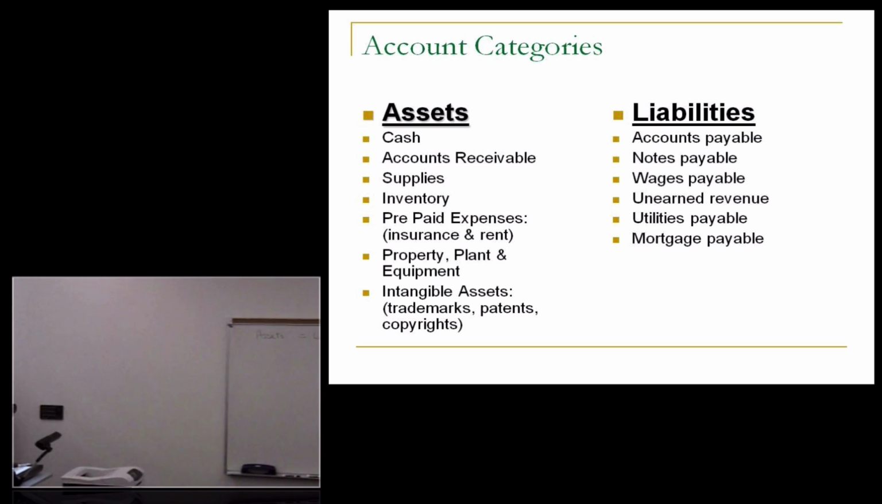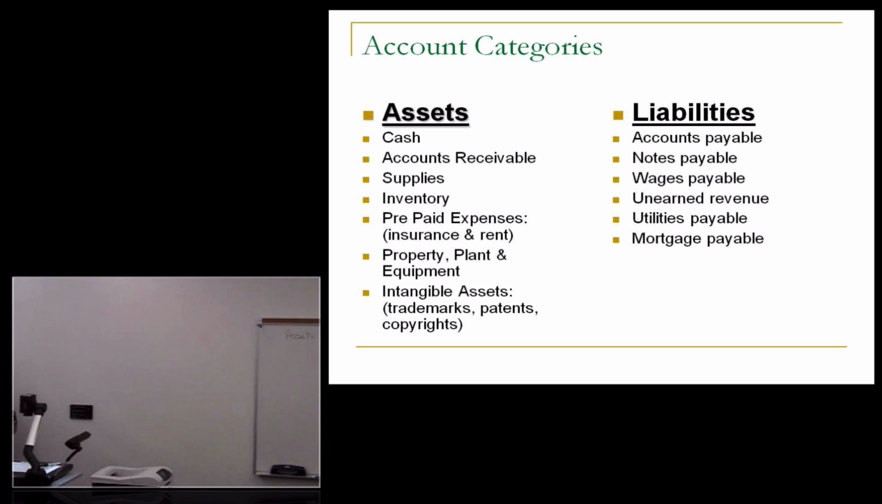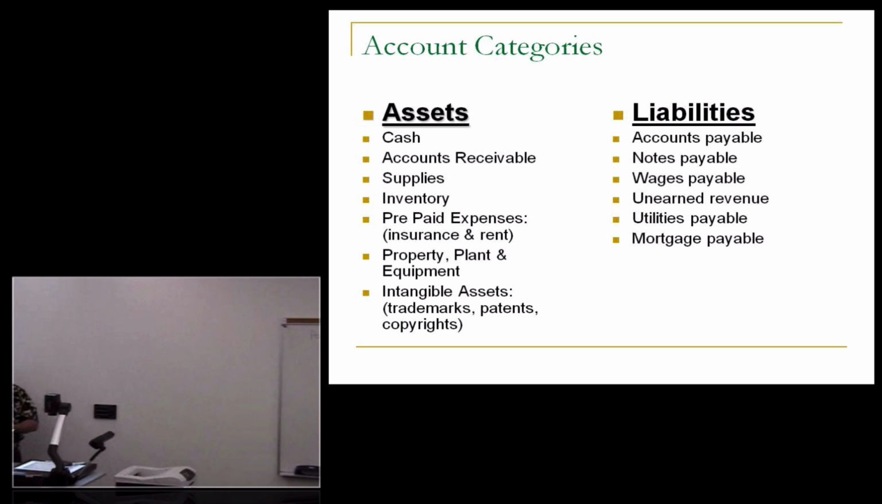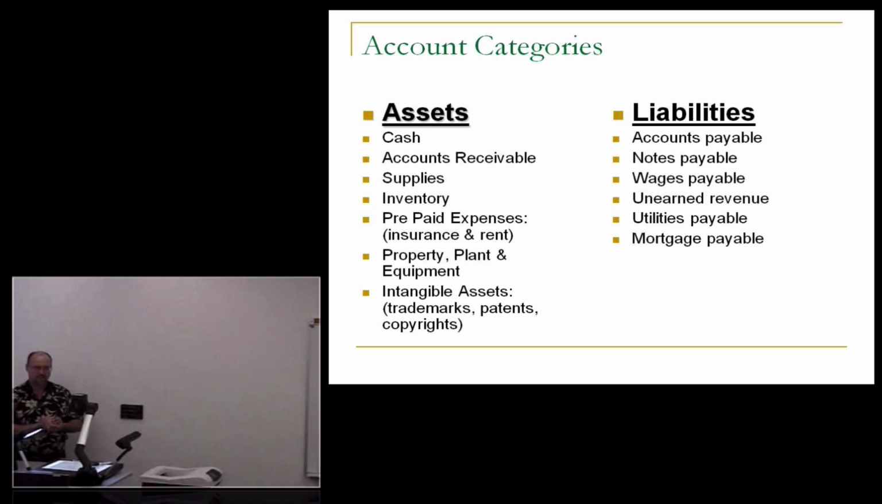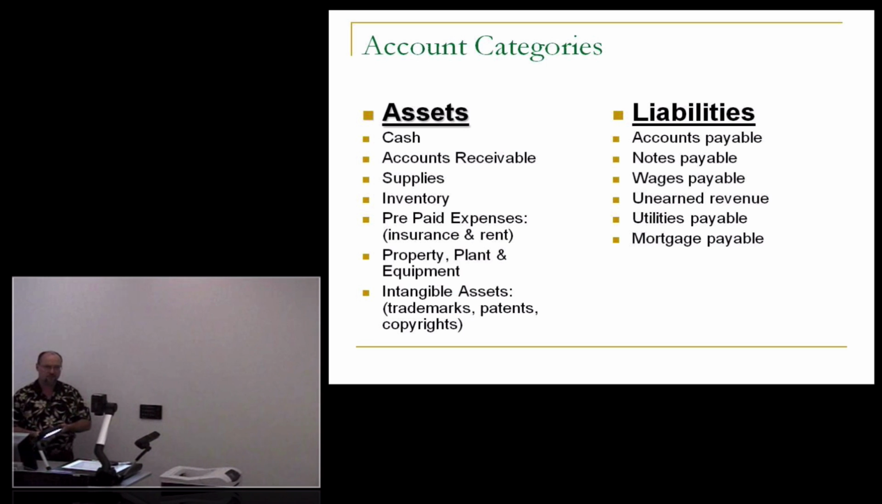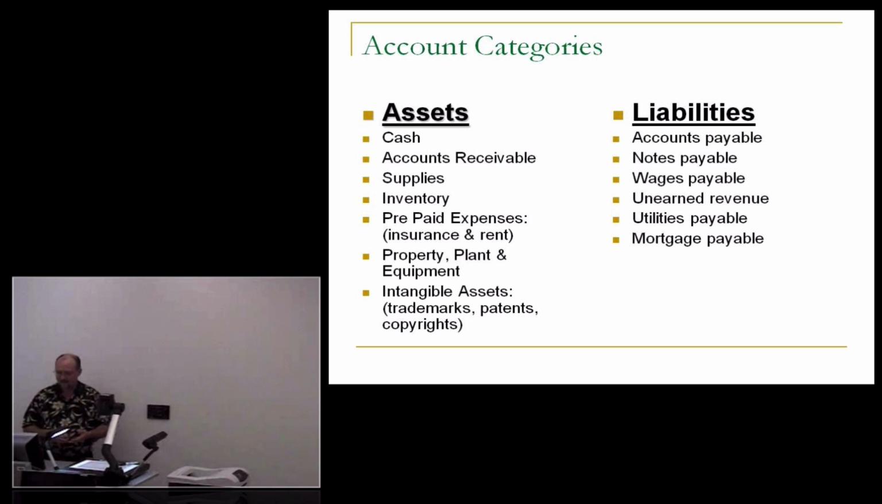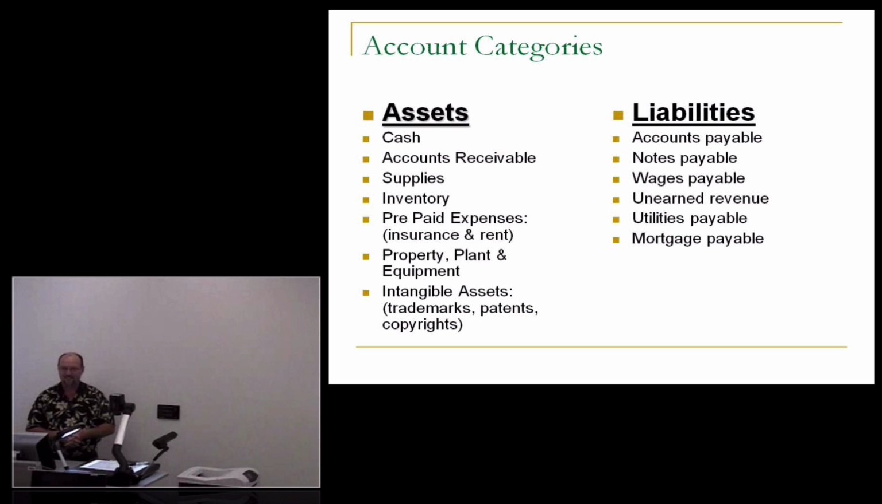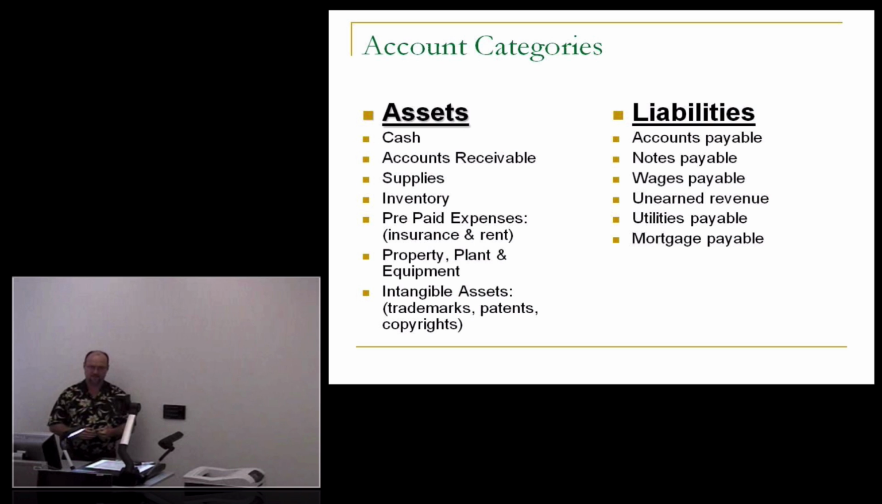Property, plant, and equipment is a category. Within property, plant, and equipment we have land, we have buildings, machines, equipment, vehicles, furniture, computers, all sorts of stuff. That's a sufficient definition of property, plant, and equipment for now. And then there's intangible assets, such as trademarks, patents, copyrights, franchise licensing agreements, etc. Assets are resources that help us to run our business.